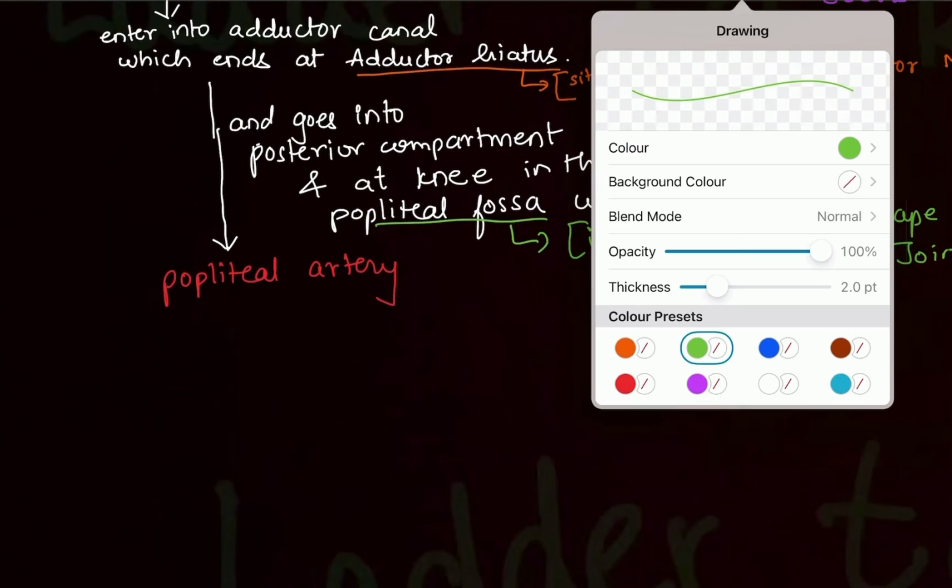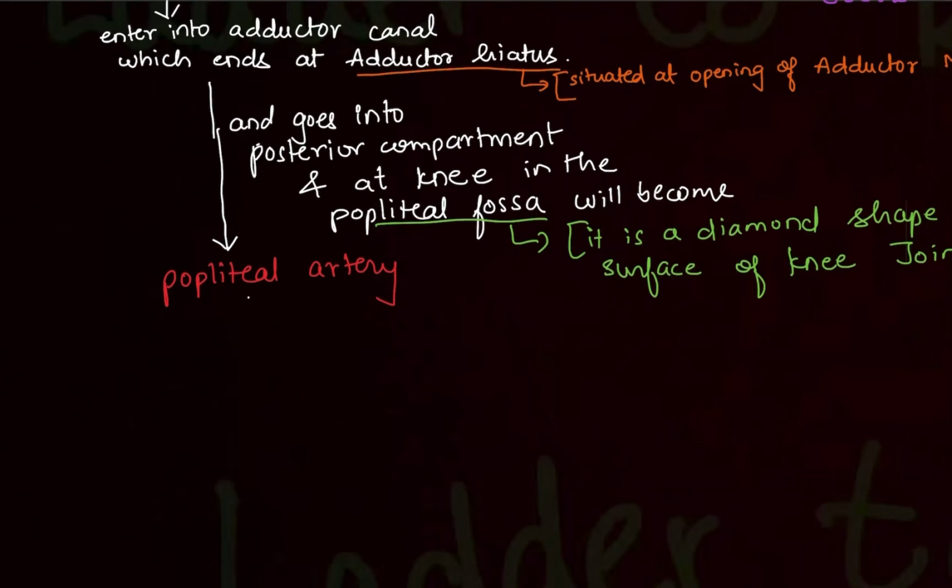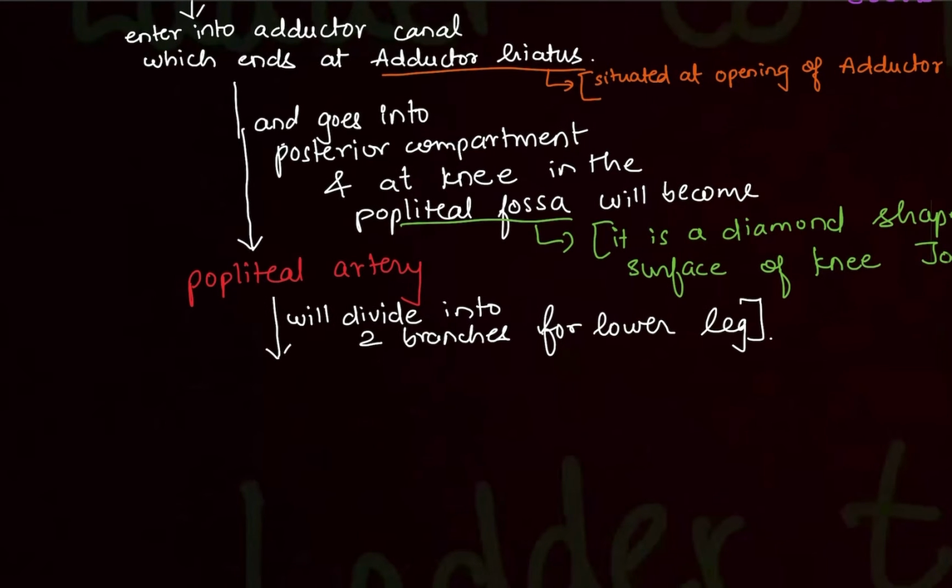Okay, now this popliteal artery will divide into two branches for the lower leg. Write down, for lower leg. Till now we have done the thigh. Okay, what have we done? We have done the thigh part.